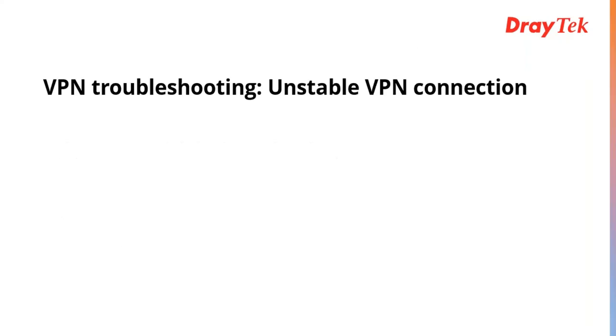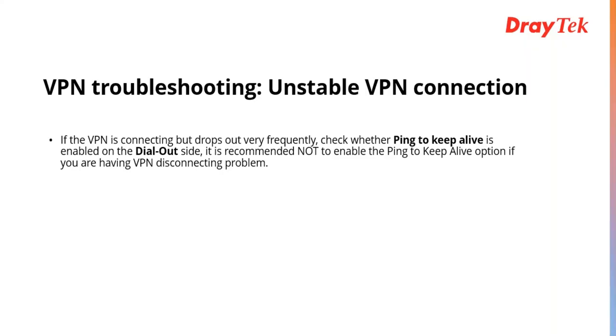Another problem we have is unstable VPN connection. Here the tunnel comes up, but it goes down very frequently, which means that you can't always access resources at the remote site. So here are things you can check to resolve this. Ping to keep alive should be disabled on the dial-out router if you're having this problem.